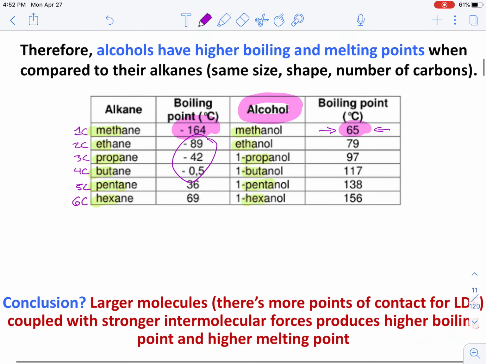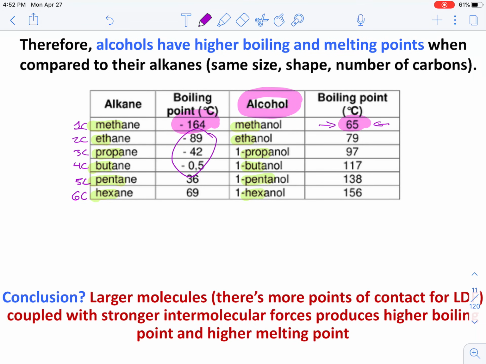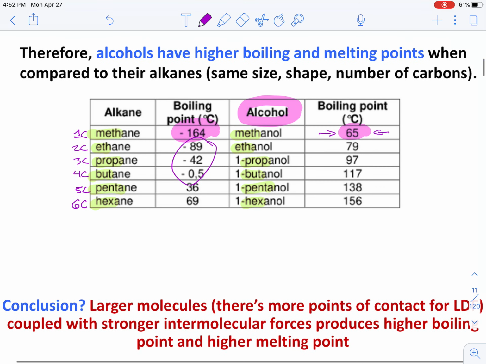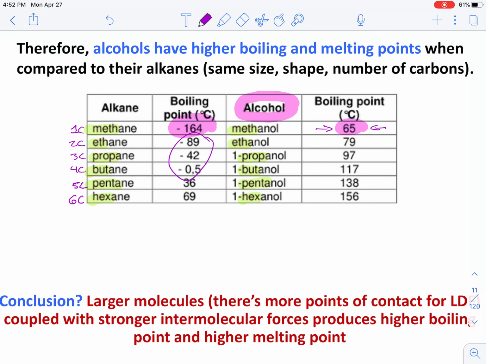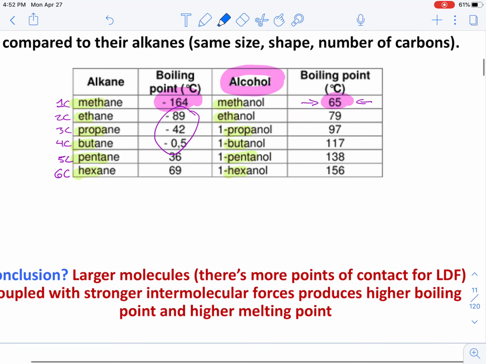And so the main conclusion is that if you have larger molecules with polar functional groups, you're going to increase the strength of your intermolecular forces, and that will produce higher boiling points and higher melting points compared to smaller molecules and molecules with no polar functional groups.